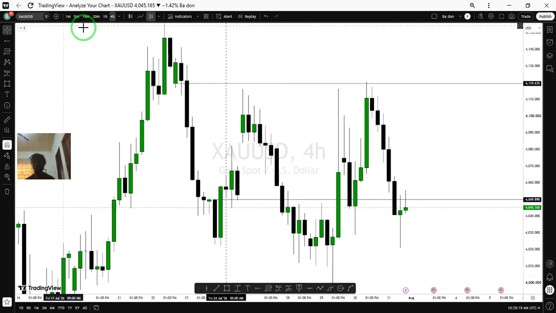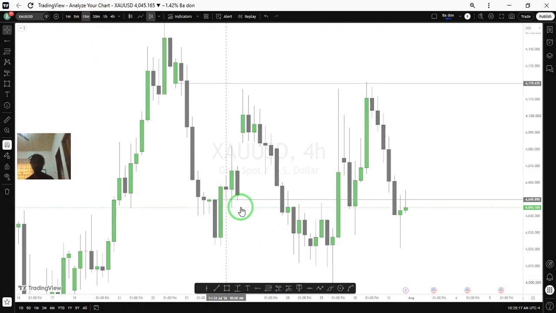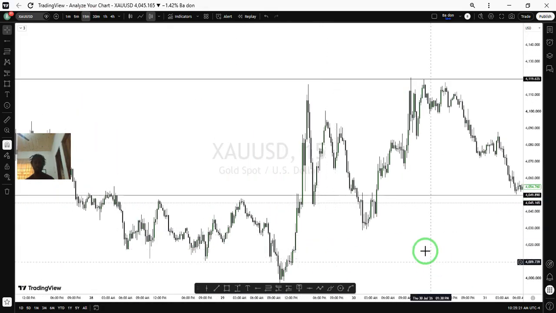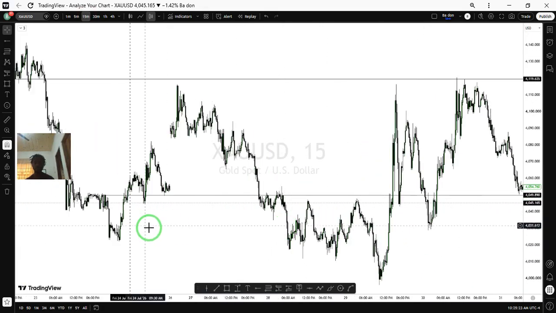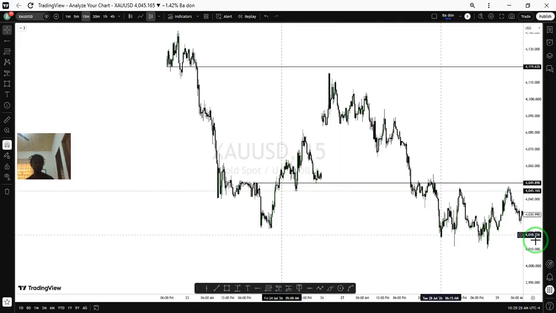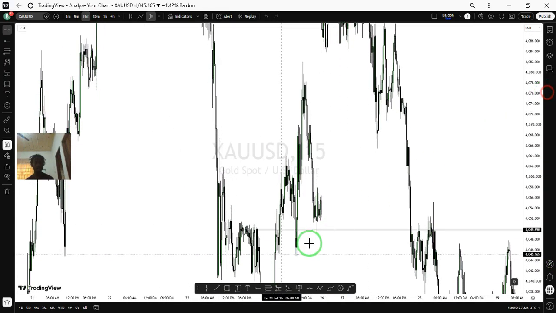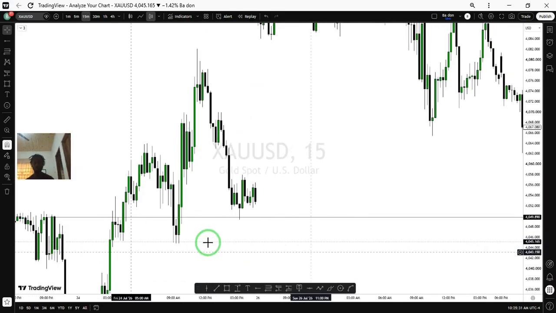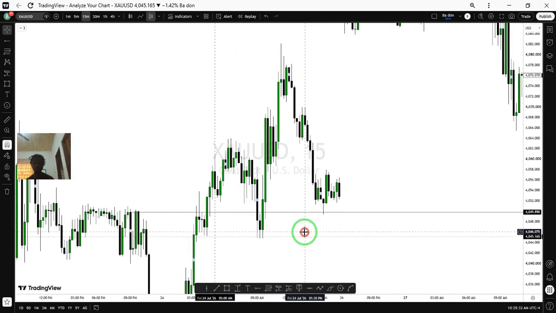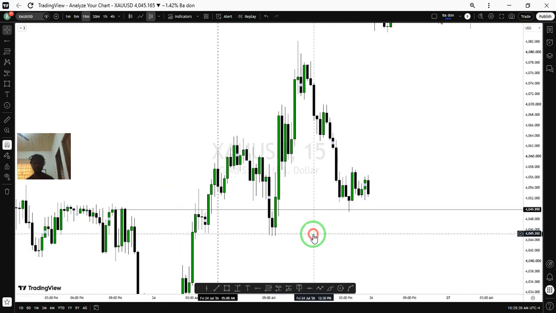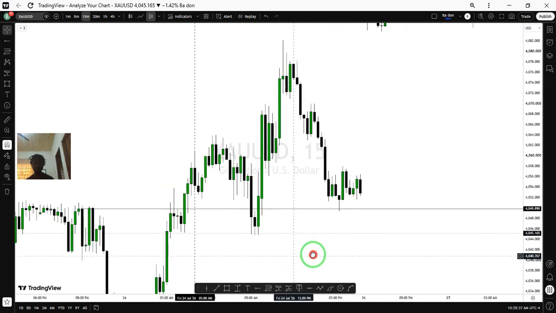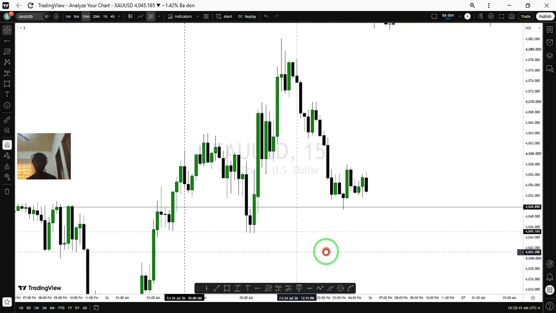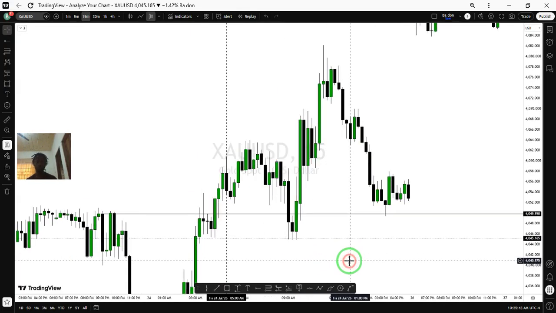So we go to the 15 minutes time frame, and on the 15 minutes time frame, what we are looking for is a fair value gap and a break of structure. That's what we are looking for on the 15 minutes time frame.